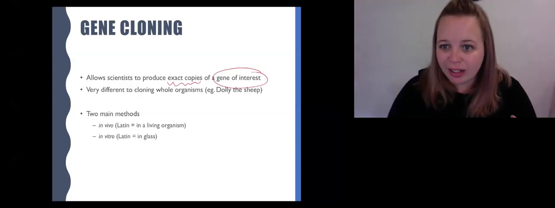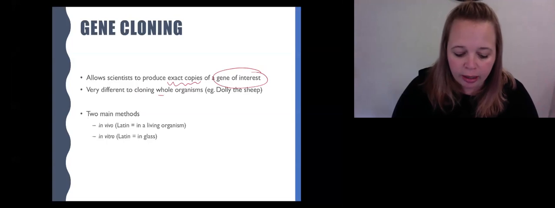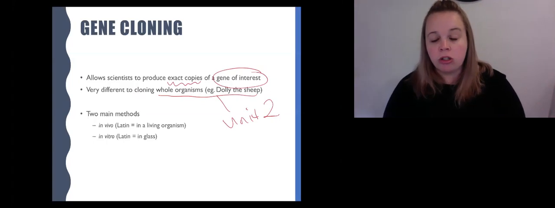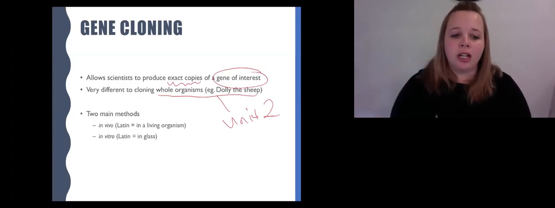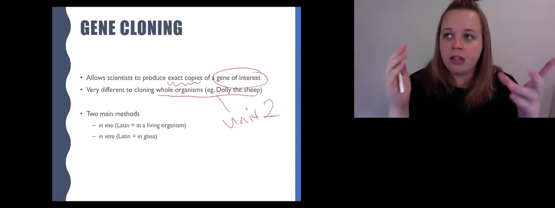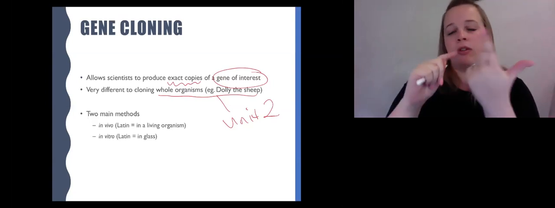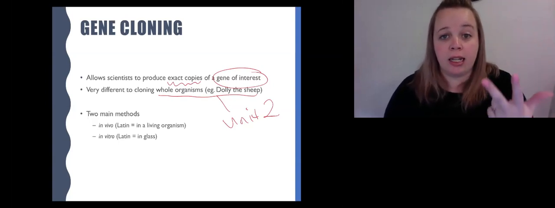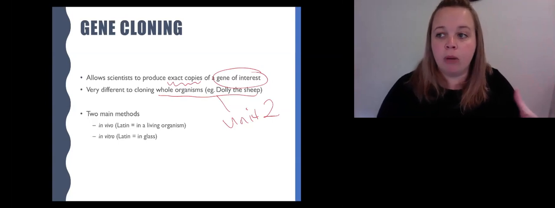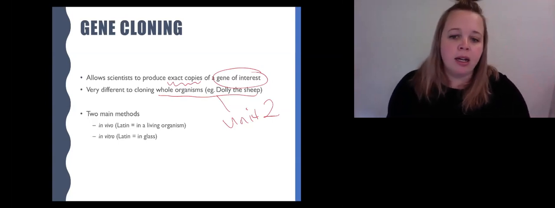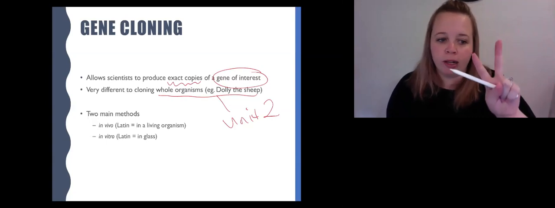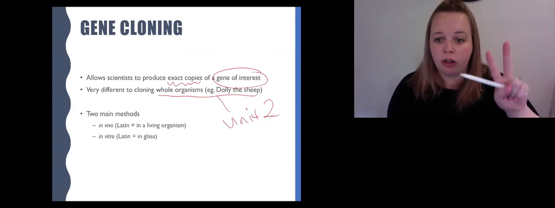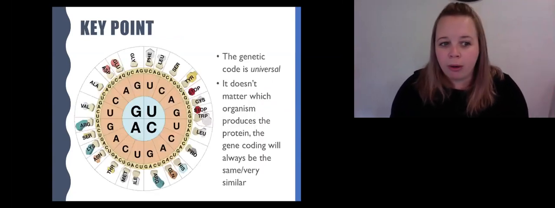This is very different to cloning whole organisms like Dolly the sheep. That was in Unit 2, where we did cloning whole organisms. We don't do cloning whole organisms in Unit 4, just a particular gene. I want you to think about the three techniques: gel electrophoresis, PCR, and bacterial transformation, and which one of those is most applicable to gene cloning. Then we're going to go through two methods: in vivo, and in vitro, which means in glass, which is the more common way.